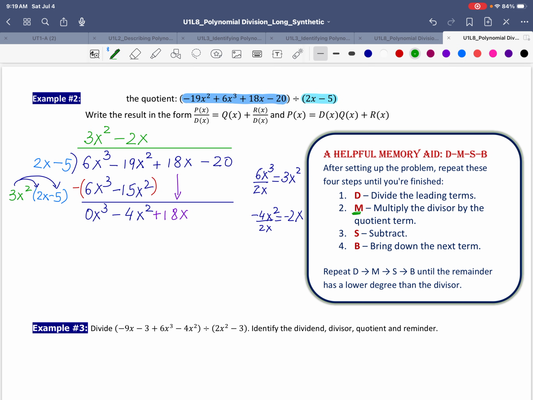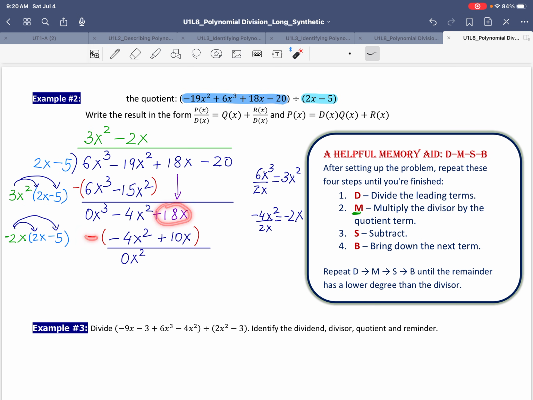Again, same process. We're going to take negative 2x and multiply it by 2x minus 5. Expand. Negative 2x times 2x is negative 4x squared, and negative 2x times negative 5 is positive 10x. Draw the line. Subtract both terms. We have negative 4x squared minus negative 4x squared, 0x squared, and 18x minus positive 10x is 8x. Time to bring down negative 20.